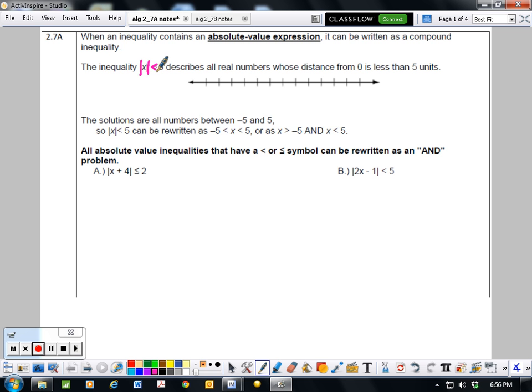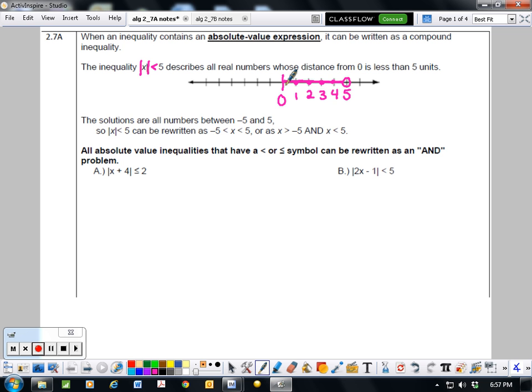less than 5 units. So if this is my 0, I'm looking at 1, 2, 3, 4, 5. So I want anything that's less than 5 units away. So this number is less than 5, this one, this one, this one. Now this one is not less than 5. So anything up to 5, all of that is less than 5 units away.